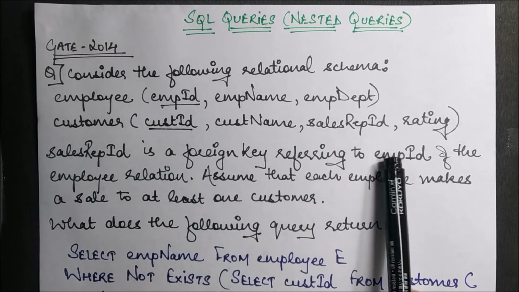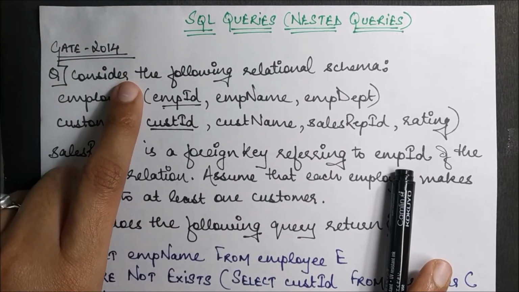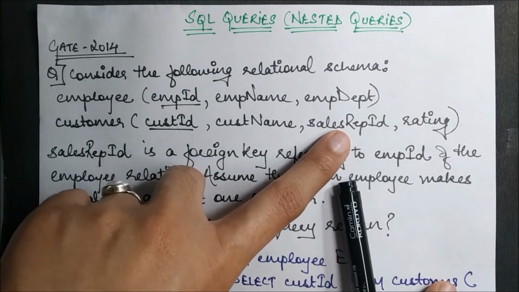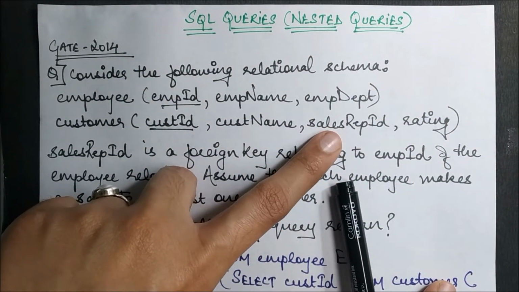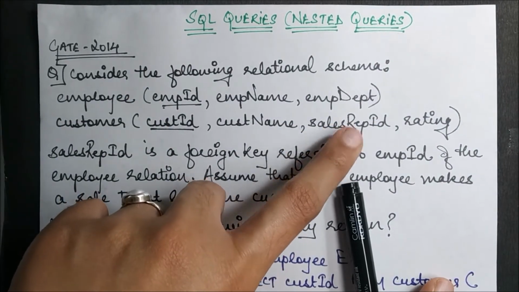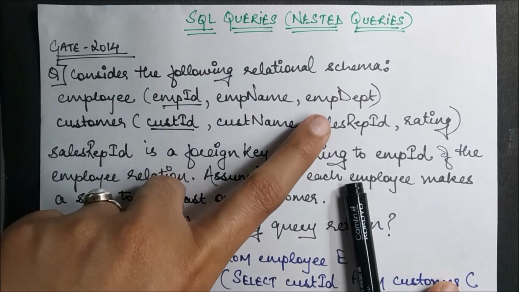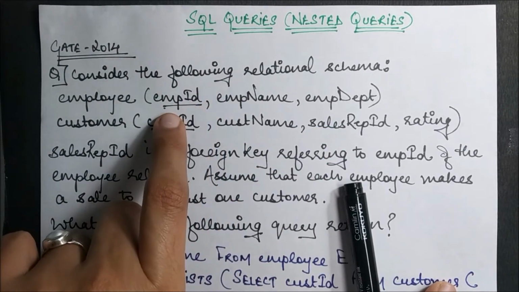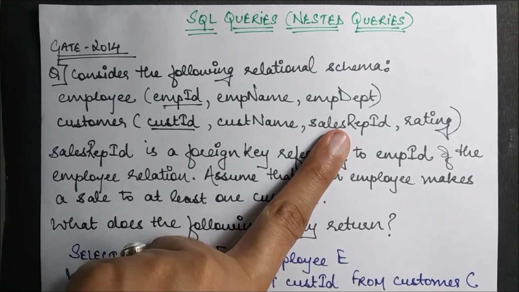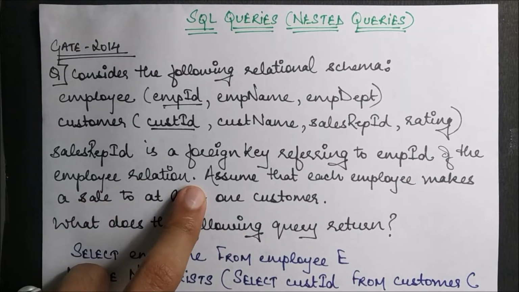So what does a foreign key mean? That means it contains a subset of the values present over here. So it is referring over here. There may be repetition in this case, but there is no repetition over here. So it cannot contain any extra value which is not present here. So this is a proper subset of this, and there may be repetition over here. So this is a foreign key referring to emp id of the employee relation.